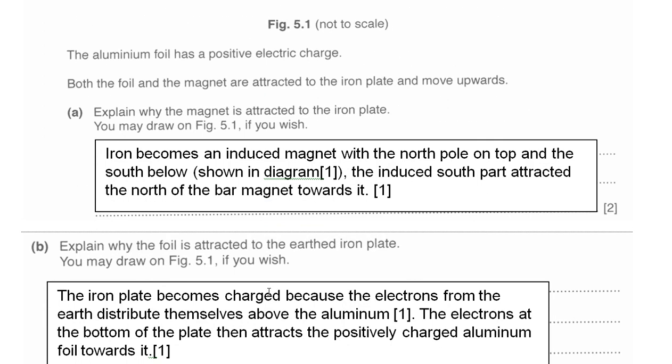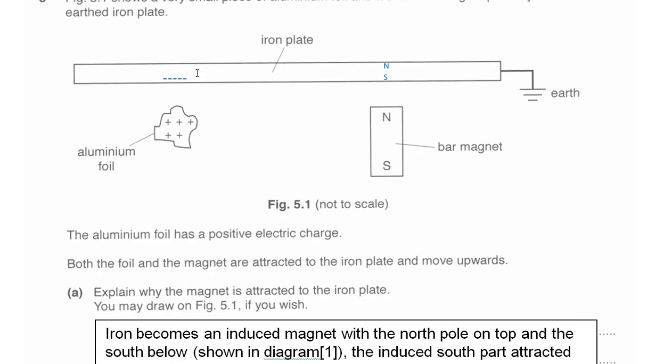So going back to answering the question, the iron plate becomes charged because the electrons from the earth, actually where did these electrons come from? I would say they came from the earth. Because this is positively charged, you could think of the earth's electrons as coming up here to sit on the iron plate.